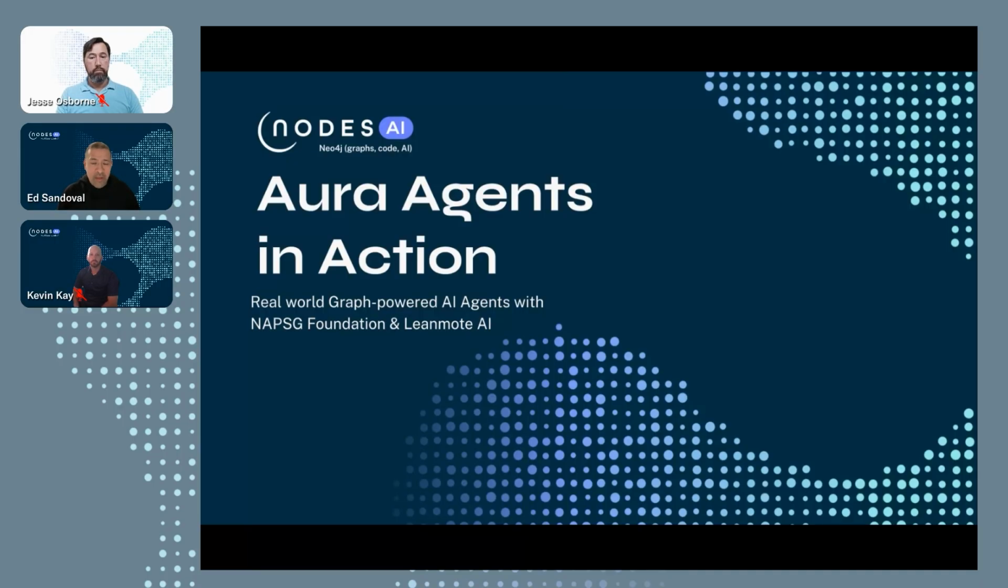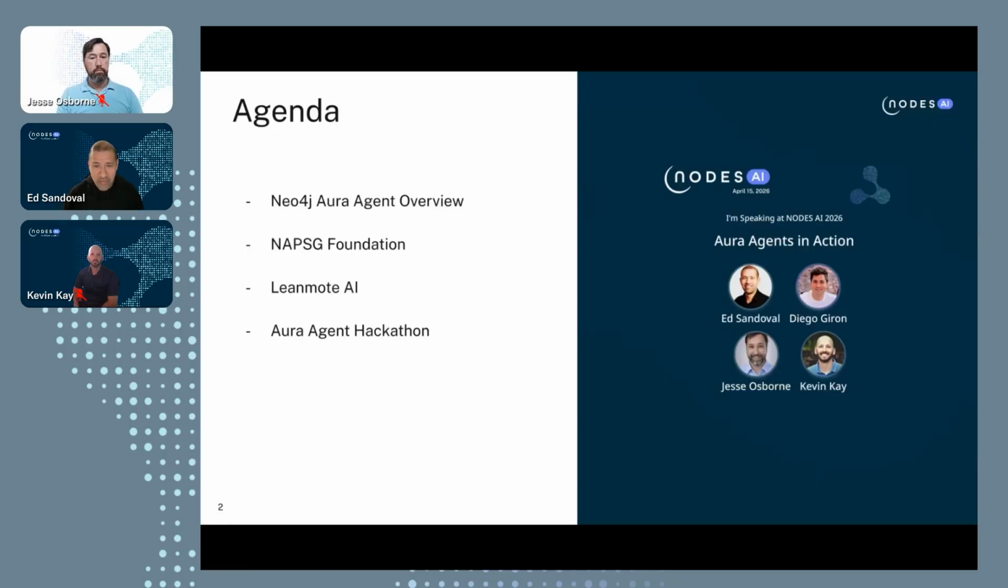I'm super excited to be here for this session, but what excites me the most is not what I have to say, but what the folks from NAPSG Foundation and Leanmote have to say. We have a lot for you today. I'll kick things off with a quick overview of Neo4j Aura Agent. Then I'll hand it over to Kevin Kay and Jesse Osborne from the NAPSG Foundation.